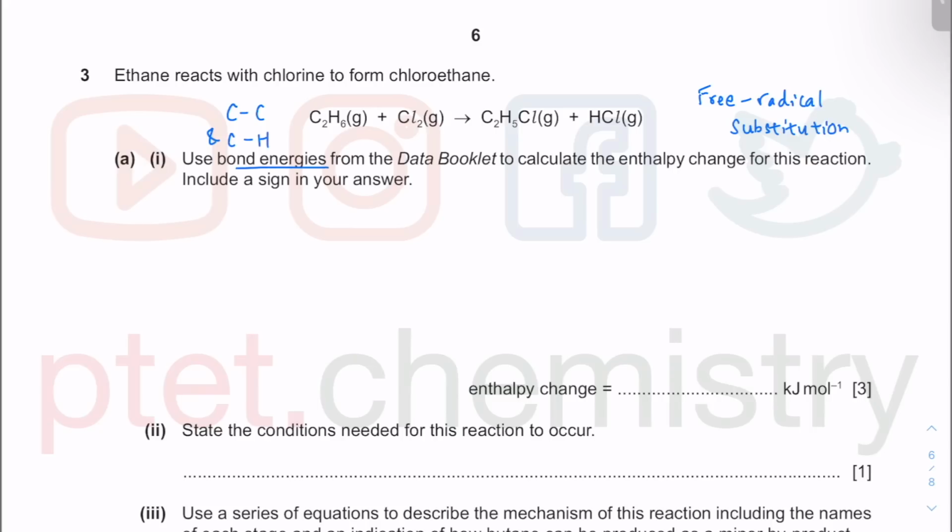Now use bond energies in order to calculate the enthalpy change for this reaction. You will do well to notice that all of these are in the gaseous state. That means we can use bond energy. We know that the bond energy calculation for enthalpy change is going to be the sum of the bond energy broken, so there's the reactant side, minus the sum of the bond energy formed on the product side. So I break this thing and I form this thing.